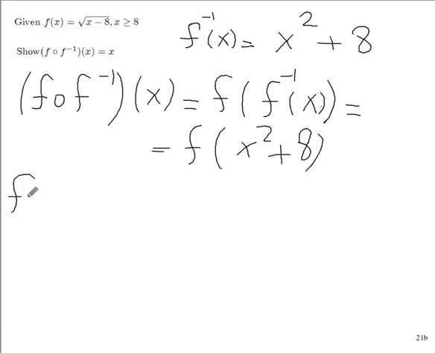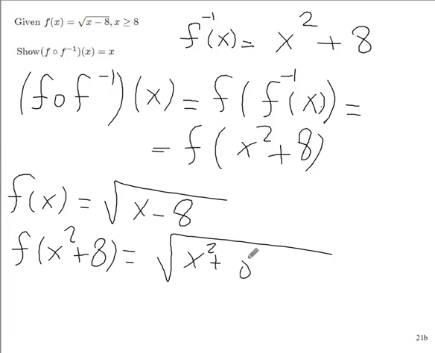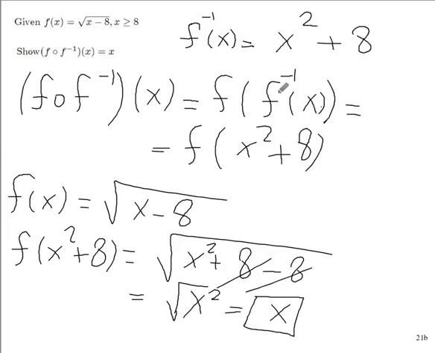We go back to our f function, and everywhere we see x, we're going to substitute x squared plus 8 to find f of x squared plus 8. There's only one place here where I need to substitute x with x squared plus 8. And as you can see, you would get the square root of x squared, which is equal to x, as we expected, since these two functions are inverses of each other. We can also find the composition of the inverse with respect to f, and if you do this, you should also get x. So you can try this on your own and verify that.